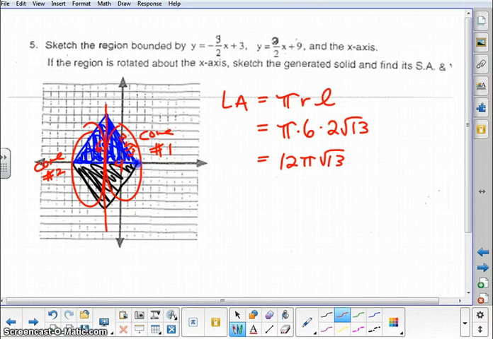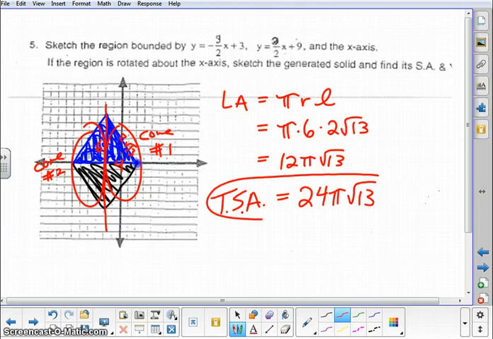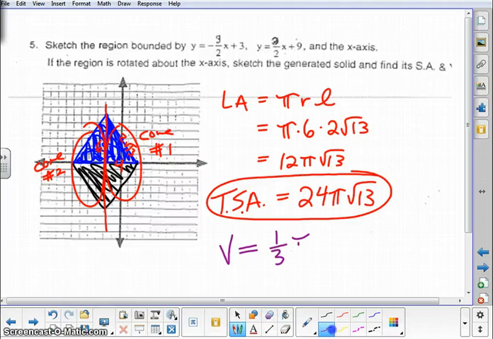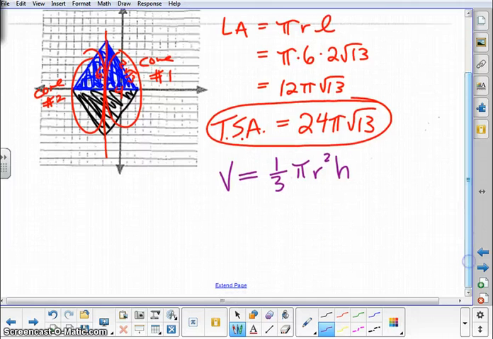Okay, now there are 2 cones. Therefore, the total surface area is going to be doubled. So 24 pi radical 13 would be the final answer for the surface area. Okay, now let's move on to volume. Volume of a cone is 1/3 pi r squared times height. And there are 2 of them. We'll go ahead and do that in a second.